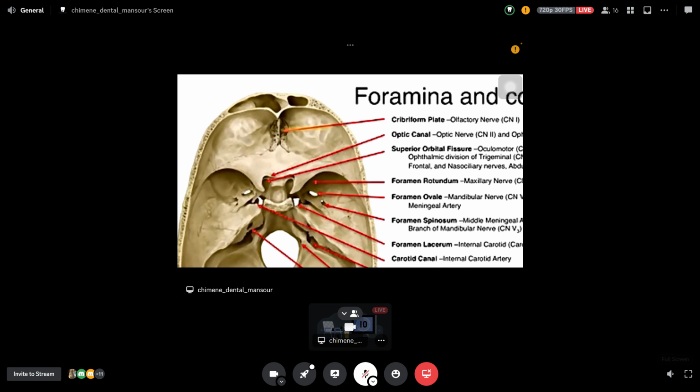Here, there's not quite a picture, but in the exam you're also supposed to see the lamina papyracea, which belongs to the ethmoidal labyrinth. So in the exam, if you see the ethmoidal labyrinth, the right answer is the lamina papyracea. Also, between the maxillary bone and the inferior nasal concha, we call it the ethmoid infundibulum. I think that's it for this picture.